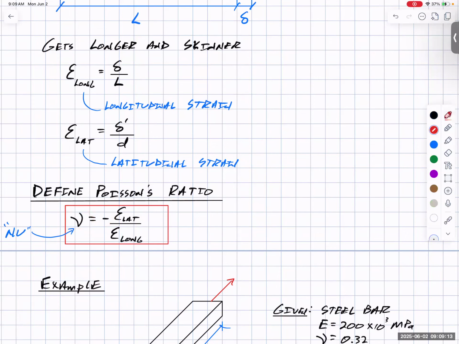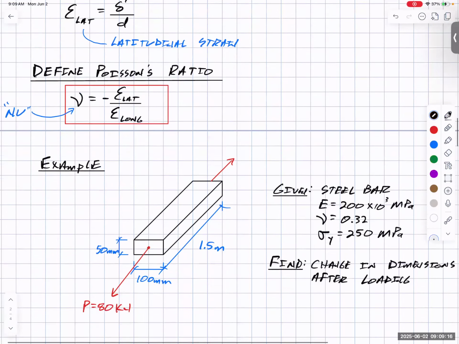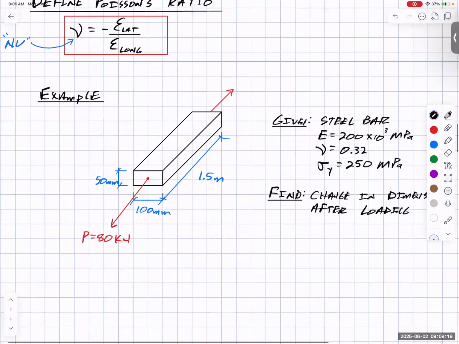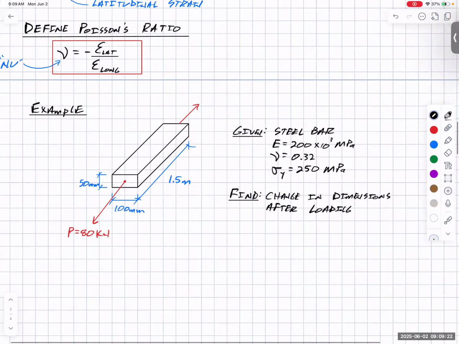So let's take a look with an example of how we use it. Let's say that we had a bar like this. This bar has dimensions of 50 millimeters tall, 100 millimeters wide, 1.5 meters long, and we put a force of 80 kilonewtons on this bar. We're giving it steel with a modulus of elasticity of 200 times 10 to the third, which is steel. Poisson's ratio can be looked up. It's usually right around in the 0.3s, and this steel is about 0.32. And then we have a yield stress of 250 megapascals. And we want to find out what would the final dimensions be after I put on that 80 kilonewton load.